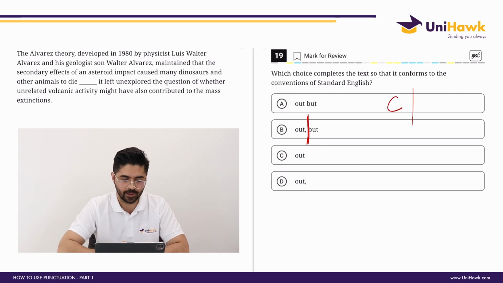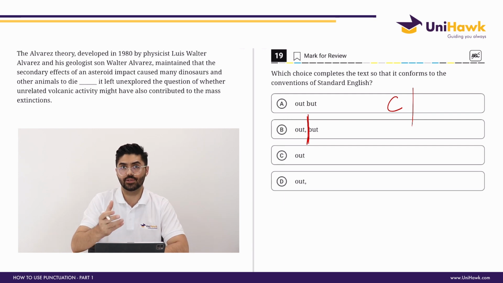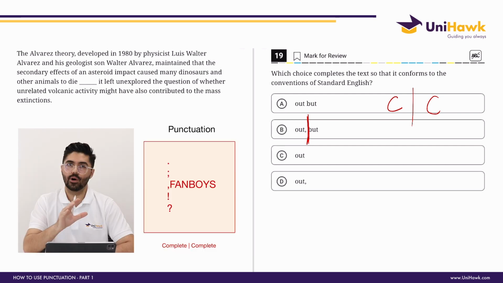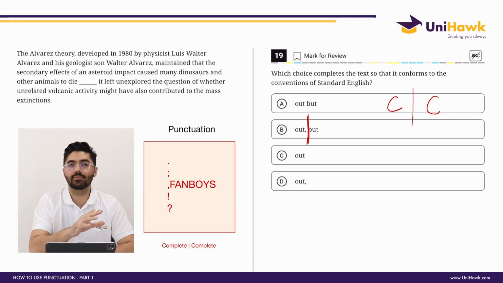Let's check the second idea. It left unexplored the question of whether unrelated volcanic activity might have also contributed to the mass extinctions. That's also a complete idea. Again, you have two complete ideas. One of the punctuation marks in this family should work. In this case, we have comma but, which is a comma fanboys, and we pick that. That's the correct answer.